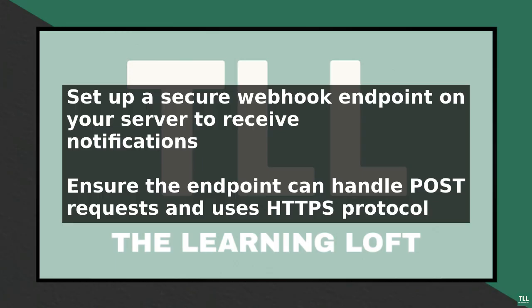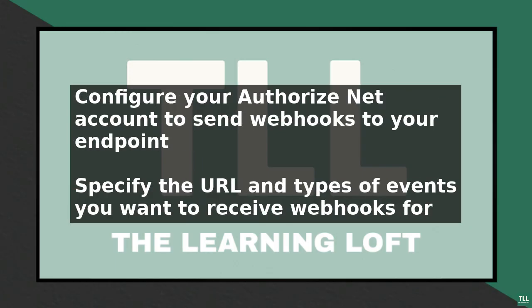When a webhook is triggered, Authorize Net will send a POST request to your endpoint with the event data in the request body. Your endpoint needs to be able to parse this data and take the necessary actions. To parse the webhook data, you can use the Authorize Net Webhook SDK, which provides a set of libraries and tools to help you handle webhooks. The SDK allows you to verify the authenticity of the webhook and extract the event data.